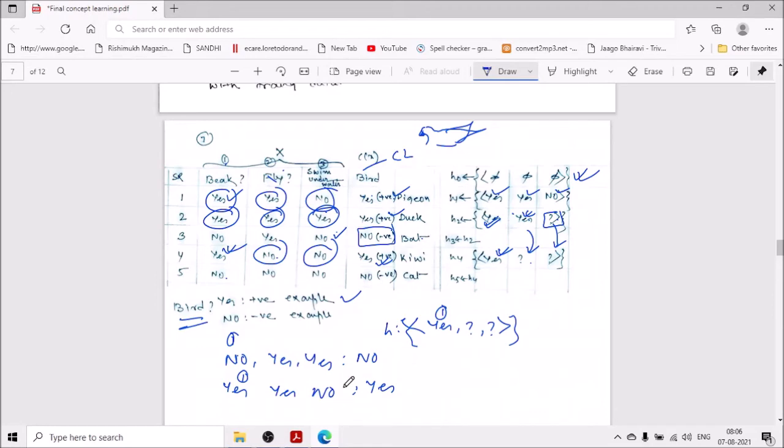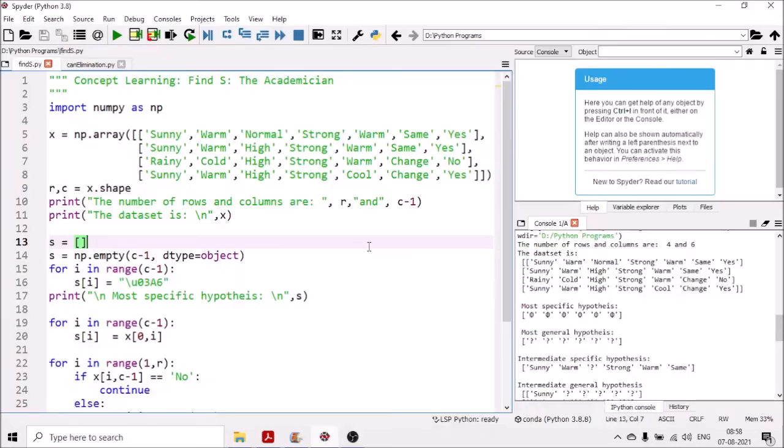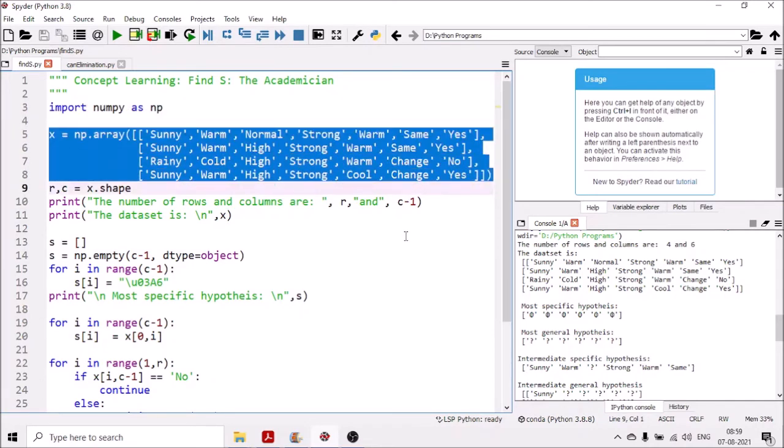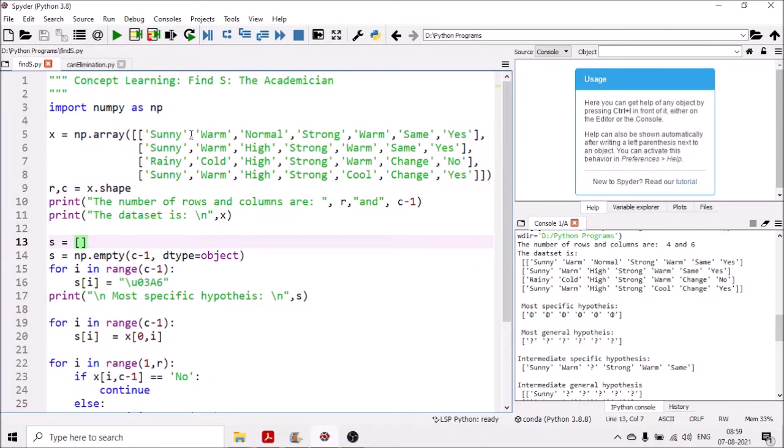Okay. Now we can see next the Python implementation of the Find-S algorithm. Now this is our Python implementation of the Find-S algorithm. Here we import NumPy as np, and this is the training data set. I have taken it from the Tom Mitchell book. So sunny, warm, normal, strong, warm, same. These are the attributes. Yes, yes, no. These are the class labels.